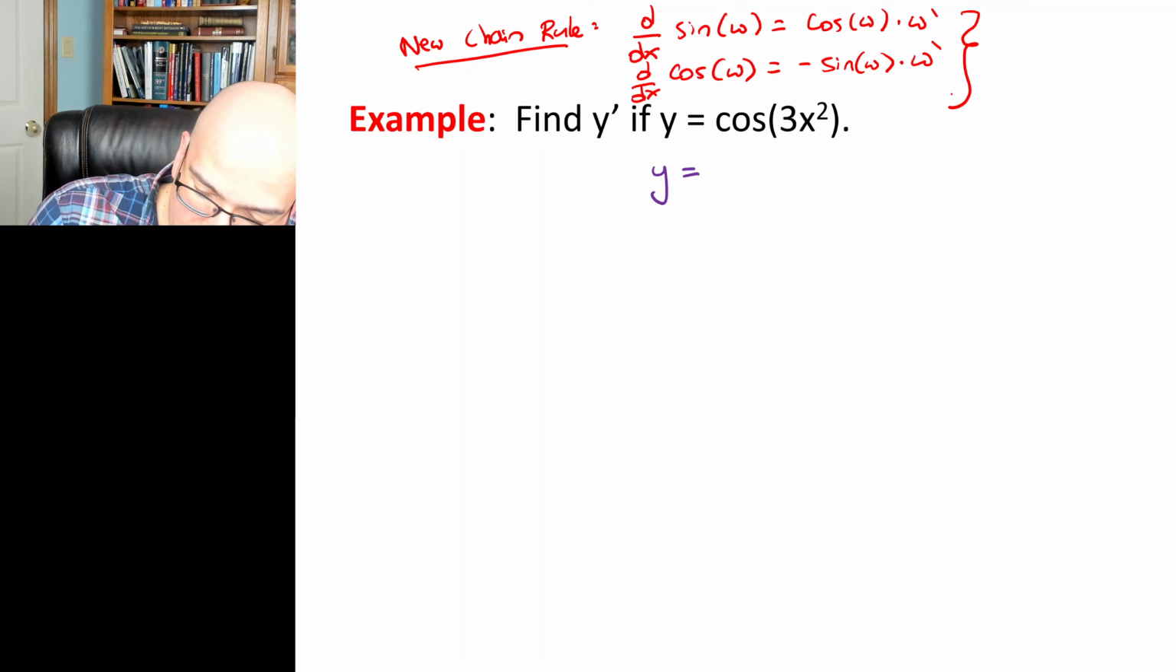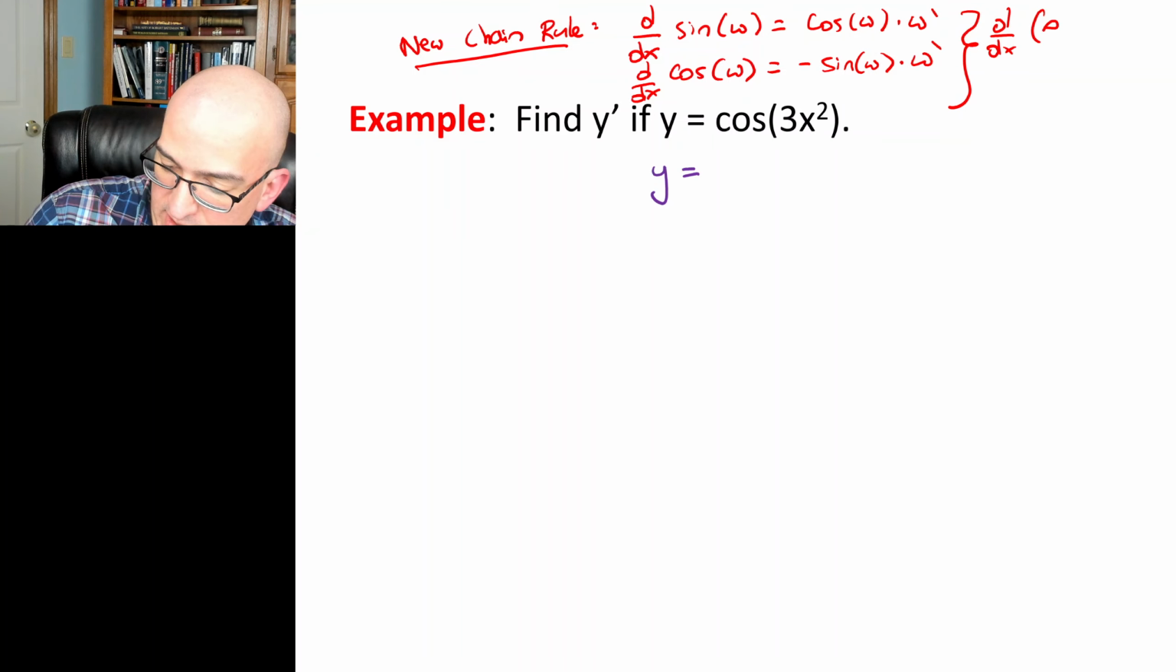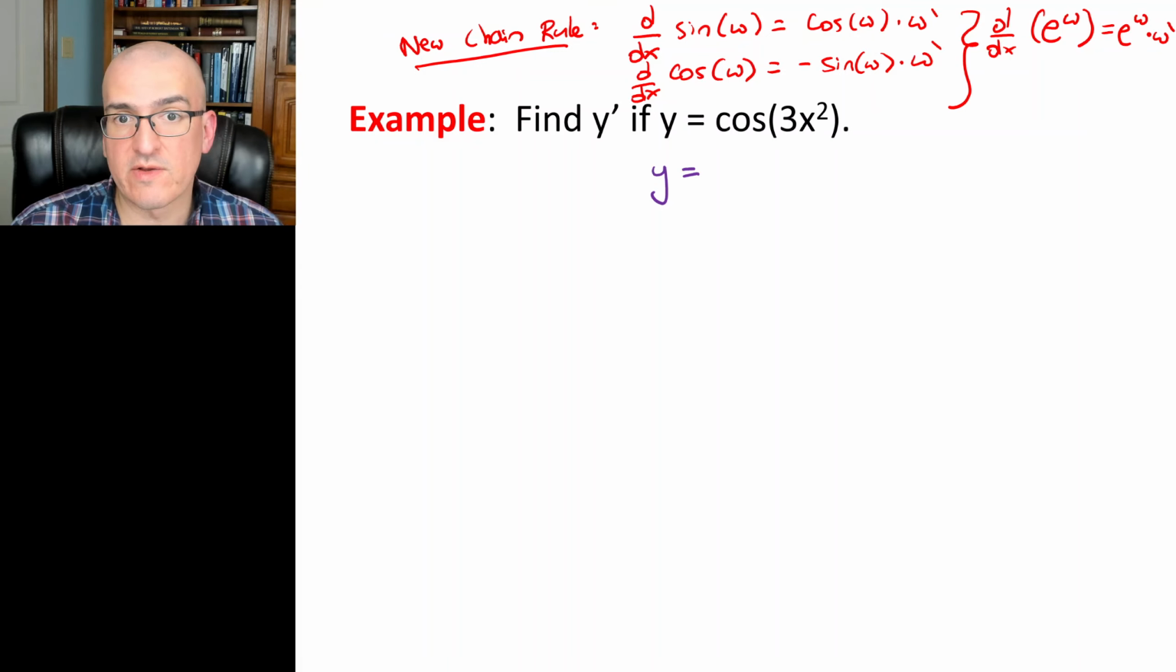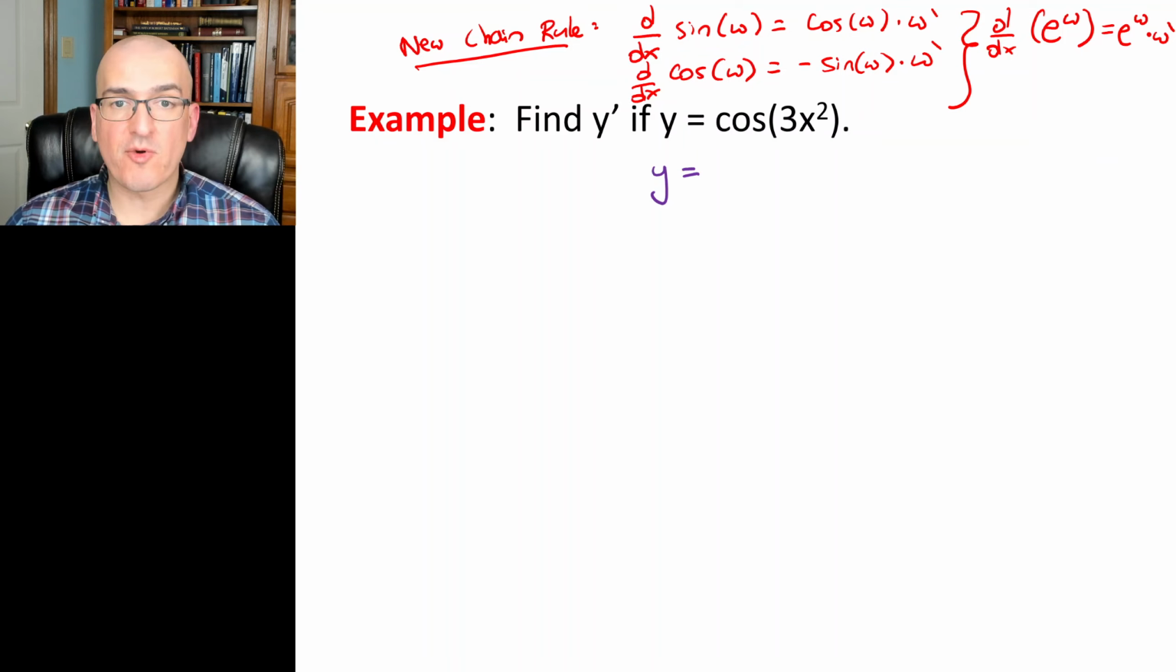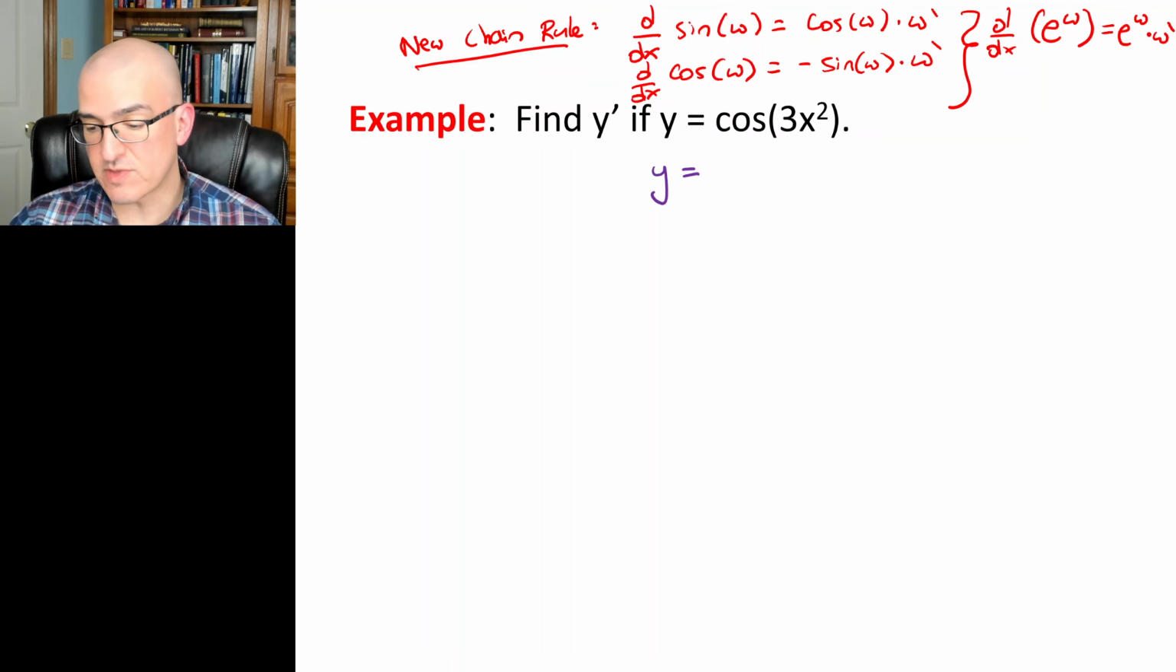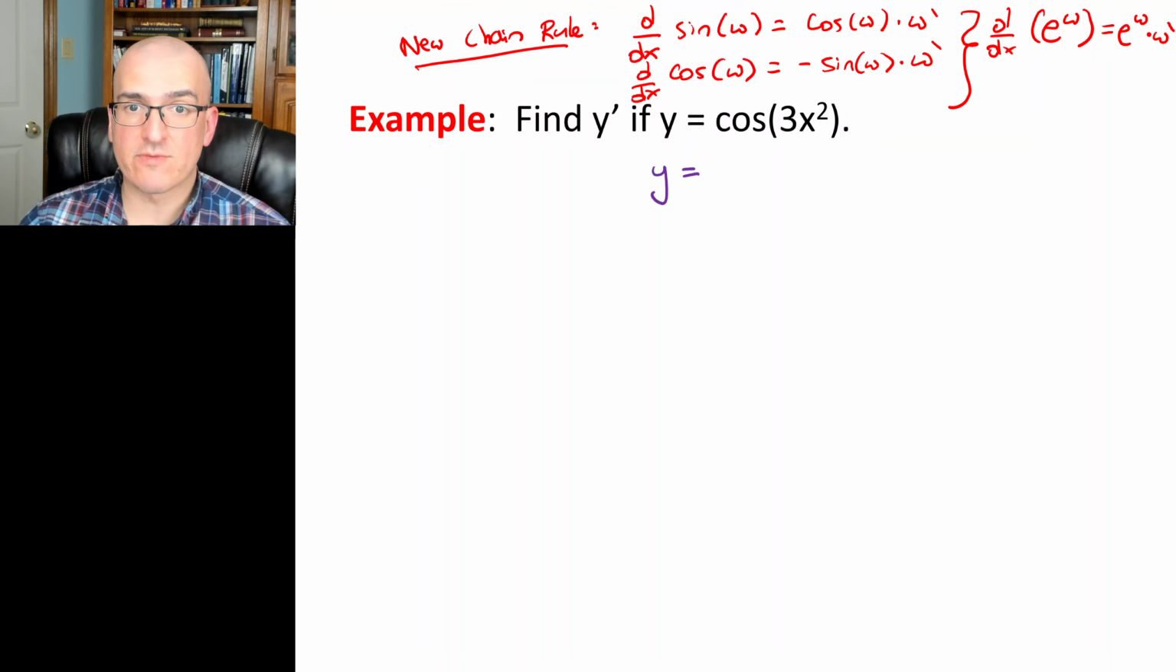This looks a lot like the chain rule that we had before. D by dx of, let's say, e to the w is e to the w times w prime. We're just taking our derivative rules that have x in them. If it's a w instead of an x, we just have a w prime multiplied at the end. That's the only difference. And it's just the chain rule.